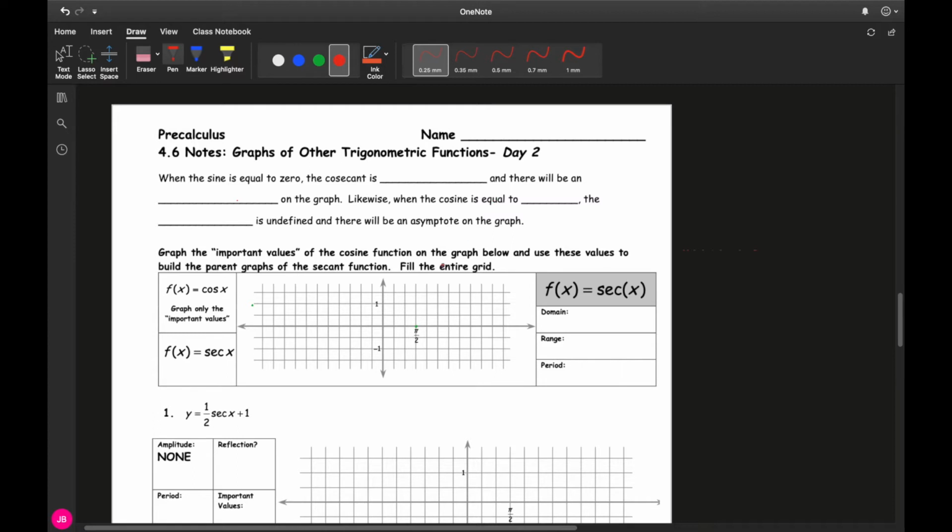Okay, and we're back. So let's go ahead and get started. Now, we're going to be talking about graphing secant and cosecant in this video. So let's start off with this paragraph right here.